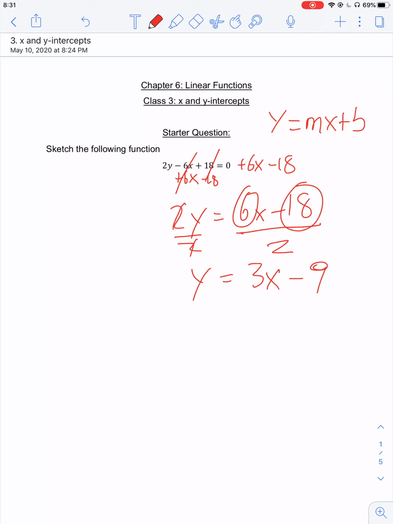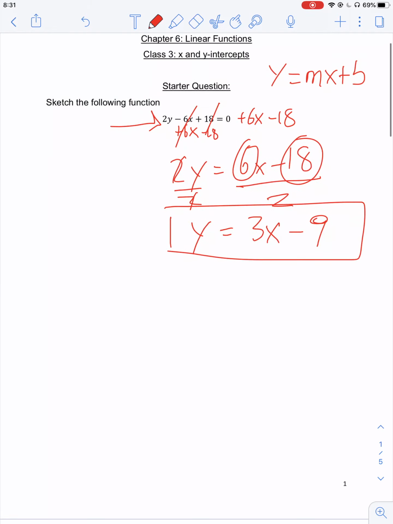Now it should be somewhat obvious how to sketch this. Sometimes they will do this. Sometimes intentionally they will give you a question like this, which will throw you off. But if you rearrange it and solve for y, kind of like how I did, then it shouldn't be too bad. Okay, so using this, let's identify.